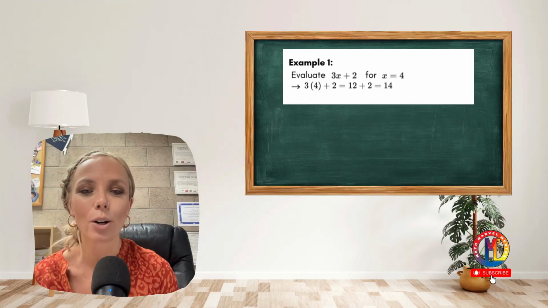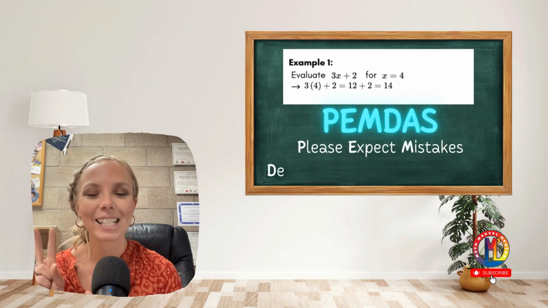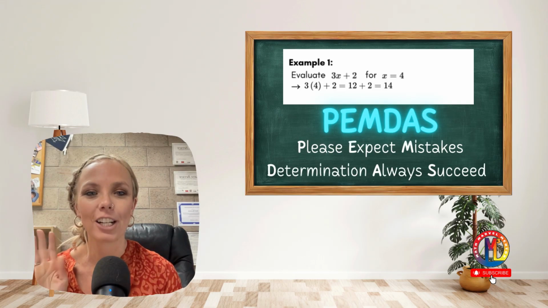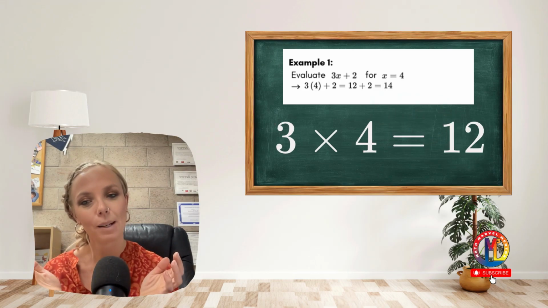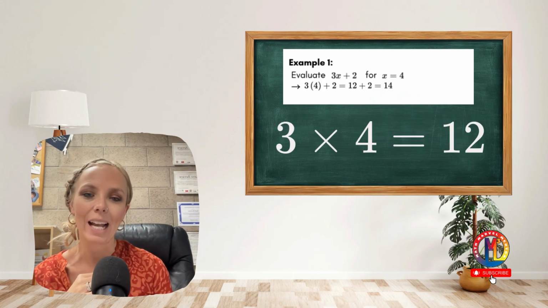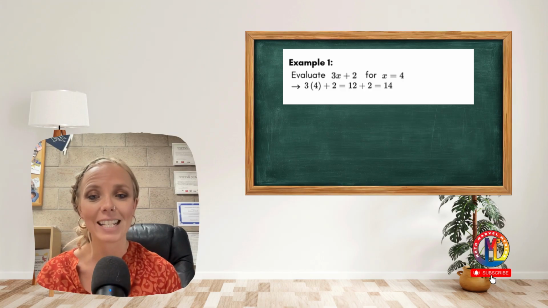And then we follow our order of operations, which, remember, please expect mistakes. Determination always succeeds. And so we start with multiplication. 3 times 4 is 12, and then we add 2. 12 plus 2 gives us 14. Okay. Let's try this next example.